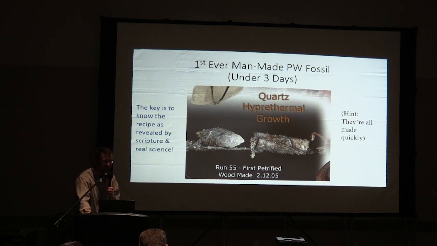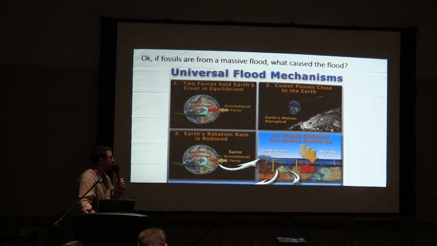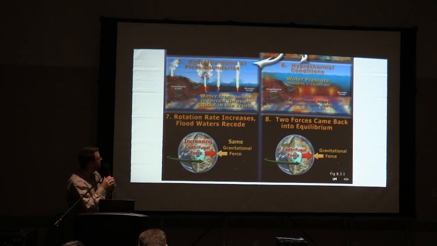He's actually doing the experiments, and he found, okay, what pressure is it? So that's why we're back to here. At 30,000 feet, the amount of water pressure is about 14,000 PSI. So he says, all right, in my recipe, when I'm going to make a fossil, I'm going to turn up the pressure to about 14,000 PSI.